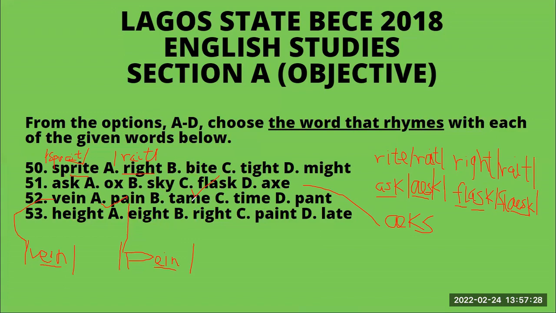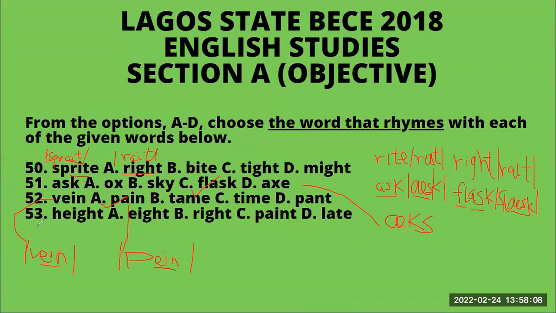When we have tame, it is M. When we have time, it is M and I. When we have pant, it doesn't come closer at all. So the correct rhyme is pain, vein, pain. And the rhyming sound is ain, ain. This is a diphthong, A, and then N, ain, ain, vein, pain. So take note of how we identify the speech sounds that give us the rhyme.